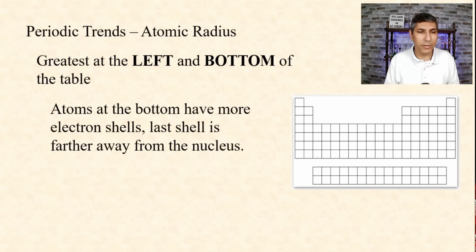Now, the reason for this is that atoms at the bottom of the table have more electron shells. And as a result, that last electron shell tends to be farther away from the nucleus. And so that's why your atoms at the bottom of the periodic table have a greater radius.